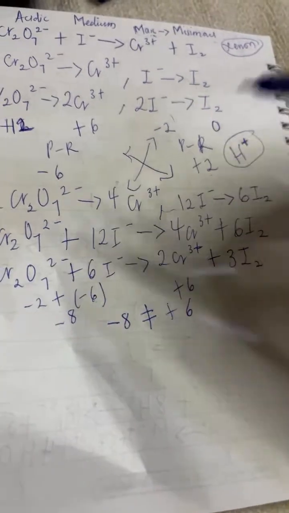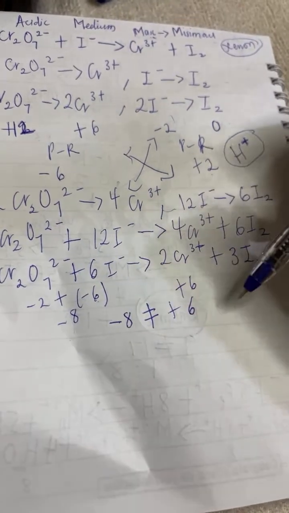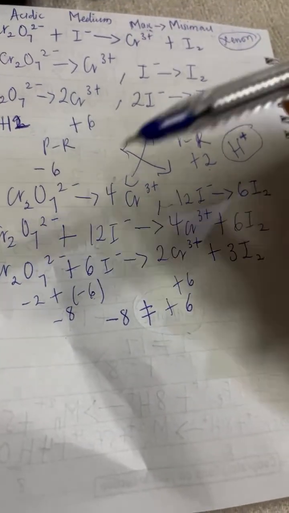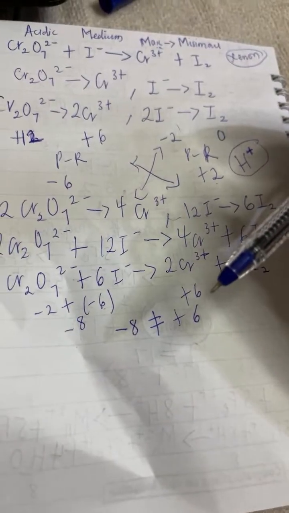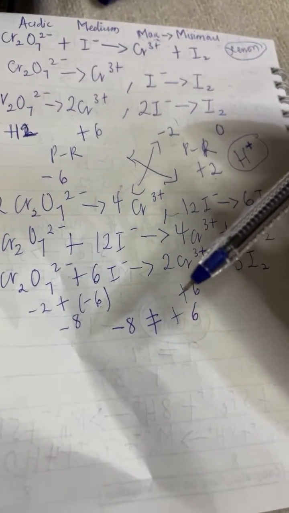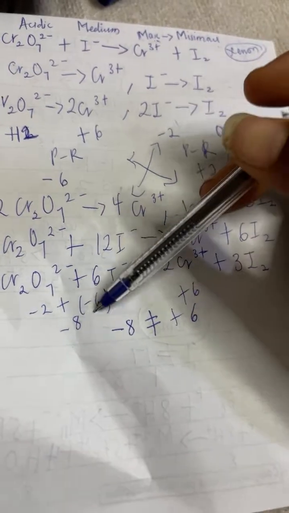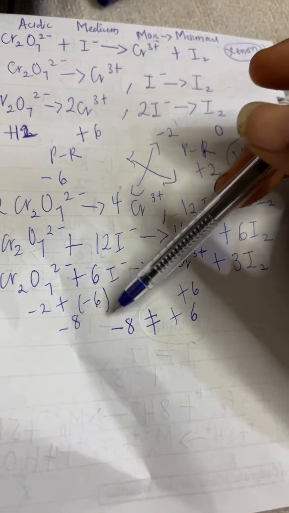You understand? So in these two charges, this one is for the reactant side and this one is the product side. Which one has the lower charge? Is it the reactant side or the product side? The reactant side has the lower charge, which is minus 8.